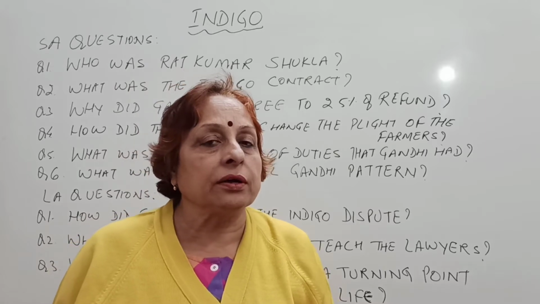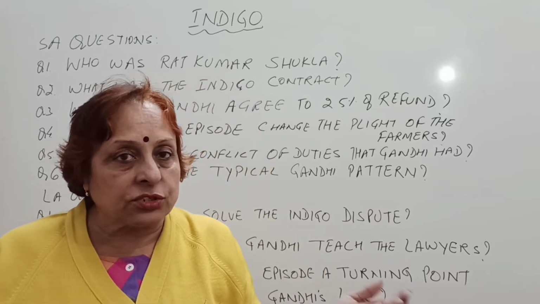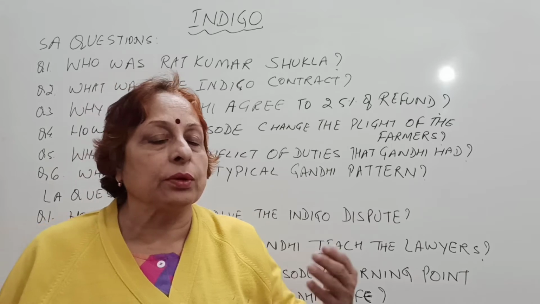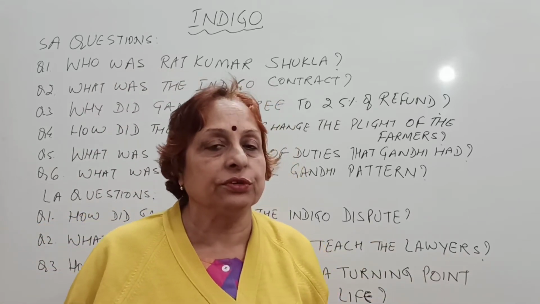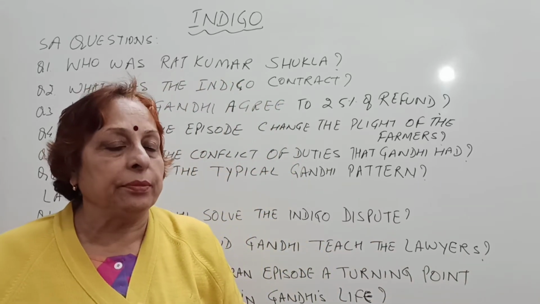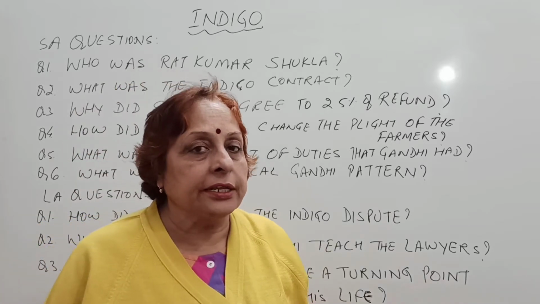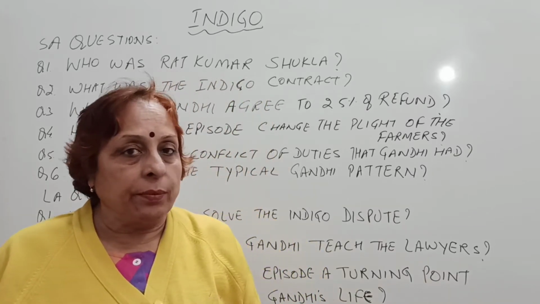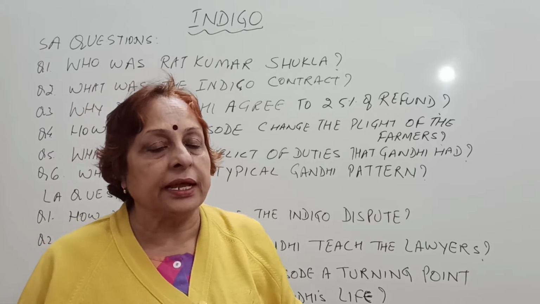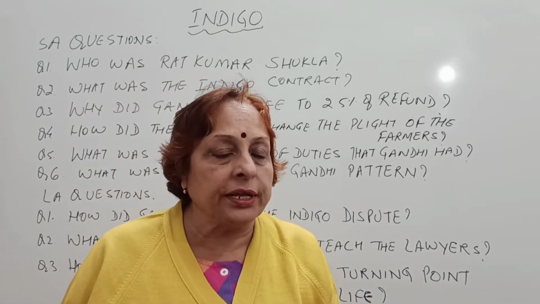He went to meet the secretary of the British Landlord Association, who did not help him. Then he went to the British Official Commissioner of Tirhut Division, who also did not help him. And finally, Gandhi stayed there in a house to collect information and do the investigations, and then the matter of civil disobedience took place.